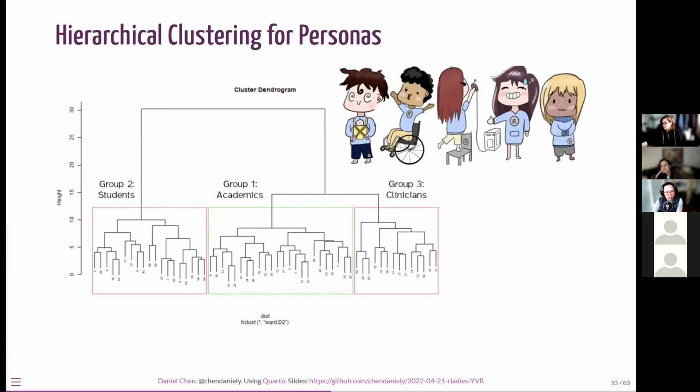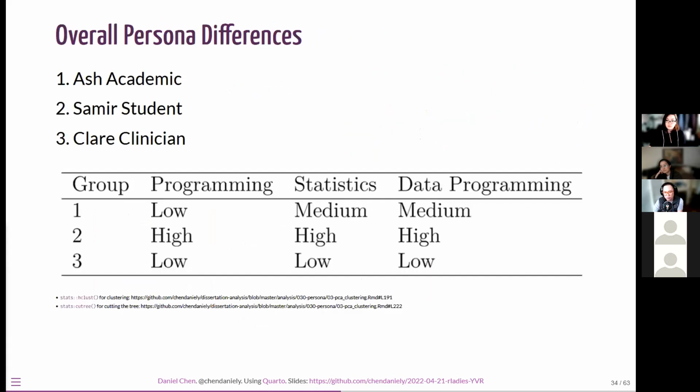But it's also nice that there was a process that you can use to see if this works for your learners or whatever use case you're going for. And you can generalize that even more. So you can have these personas and you can give them a name. So I have Ash Academic, Samir Student, and Claire Clinician. And you can give a general table about how they're responding to this, right?